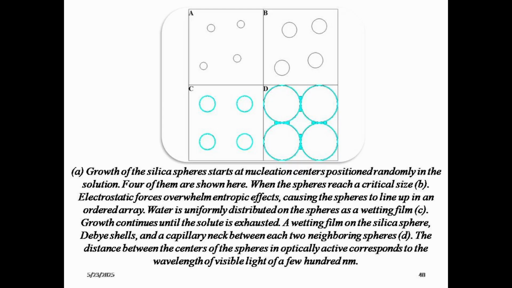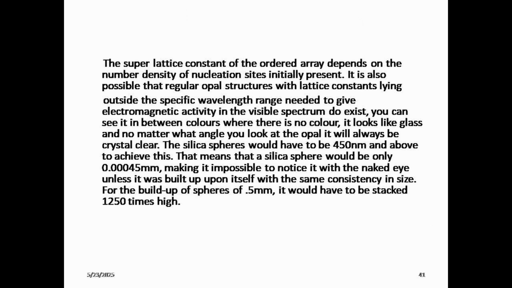The distance between the centers of the spheres in optically active opal corresponds to the wavelength of visible light, a few hundred nanometers. The superlattice constant of the ordered array depends on the number density of nucleation sites initially present. It is also possible that regular opal structures with lattice constants lying outside the specific wavelength range needed to give electromagnetic activity in the visible spectrum do exist.